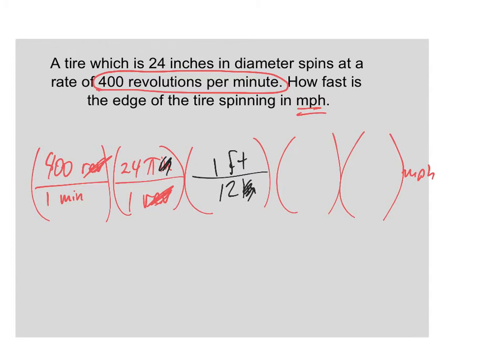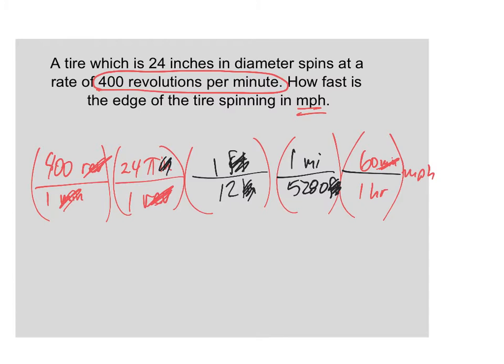Rosemore. I did 1 mile over 5,280 feet. And we now have miles per minute. And Jack Sand. 60 minutes equals 1 hour. The minutes cancel, and we have miles per hour. Awesome. Now, what if I told you had to give this as an exact answer?